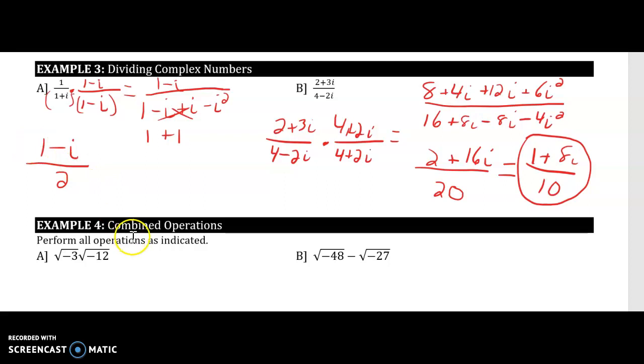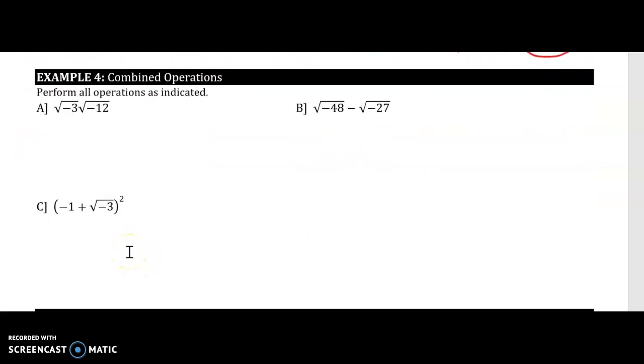So now we got to do some combined operations down here in example 4. We can't just take negative 3 times negative 12 and multiply. We have to pull out the negatives as i's first. So this is i square root of 3. This is 2i square root of 3.